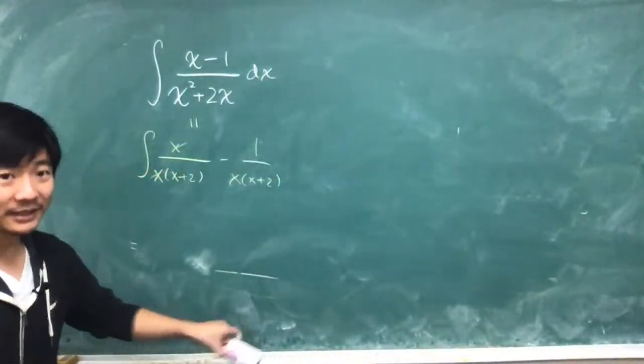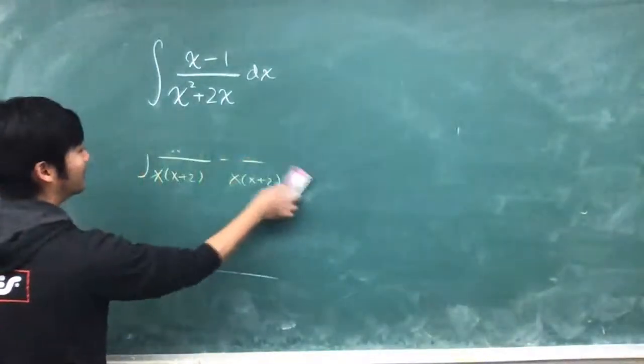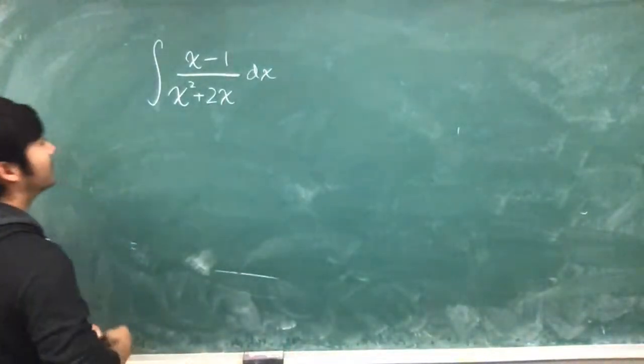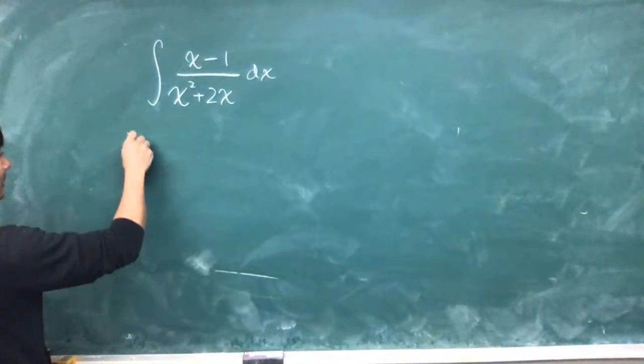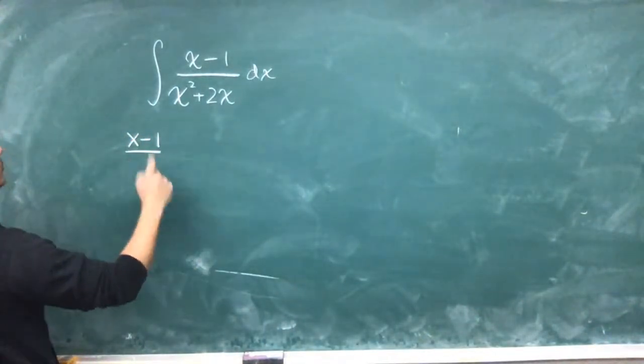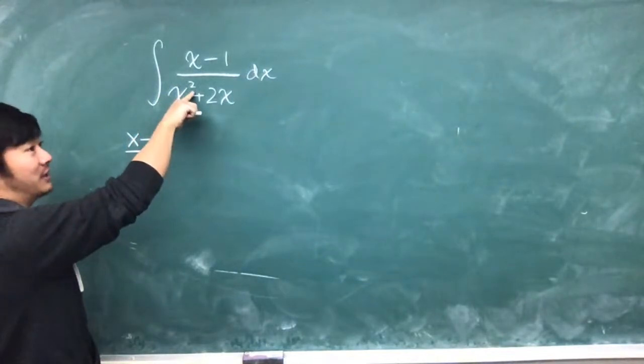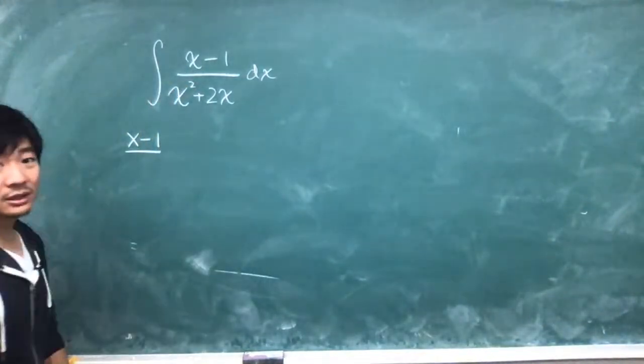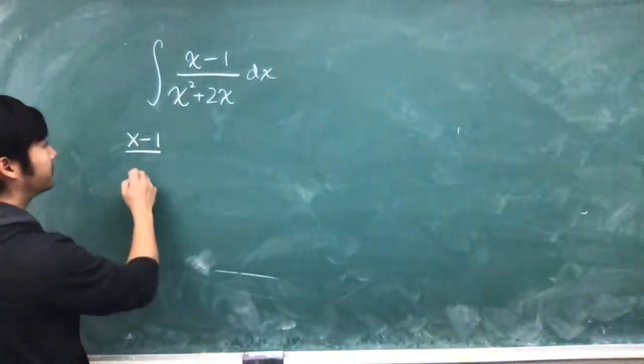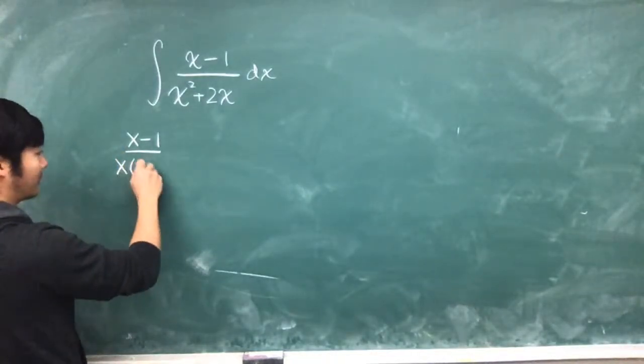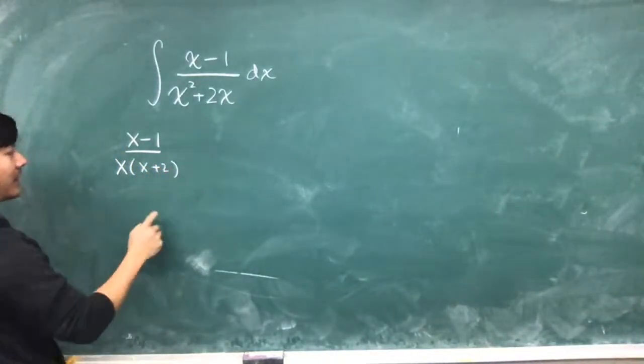So let's do that. For this one, first of all, the power in the denominator is higher than the power in the numerator, so we don't have to use long division. And then this thing factors as these two terms.